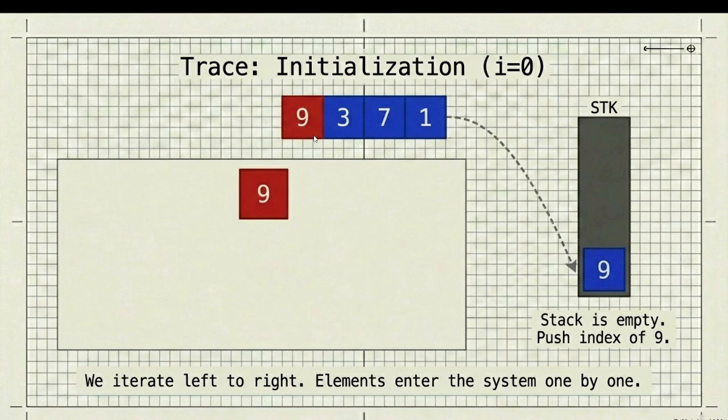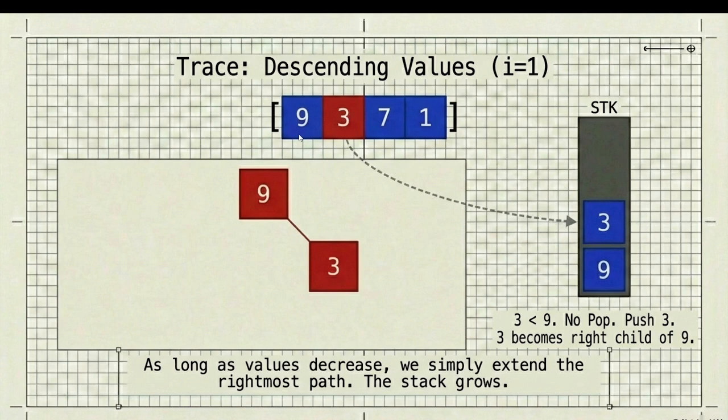Here is the initialization. The first element is 9. We push 9 because the stack contains the current rightmost path in the case of a maximum. Here is the structure. Now comes 3. 3 is on the right side of 9 and is less than it, so we just push it onto the stack, and it becomes the right child of 9.